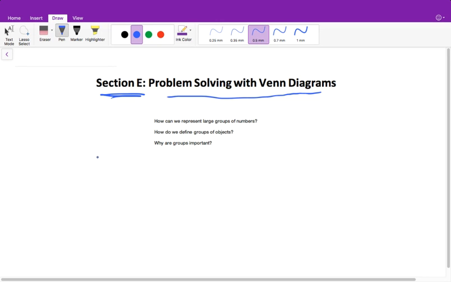All right, and these questions here, remember, these are essential questions. These are questions that we should be coming back to throughout this entire unit. We should constantly be able to come up with new answers or new ways to describe them, so we should always be referring back to these. And they are: how can we represent large groups of numbers? What are some ways that we've learned that we can represent a really large group of numbers? There are a few that we did learn. How do we define objects of groups, and why are groups important? All right, for this video though, we're only going to go over one question.